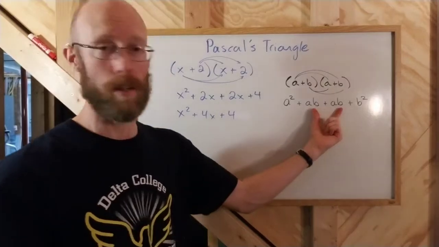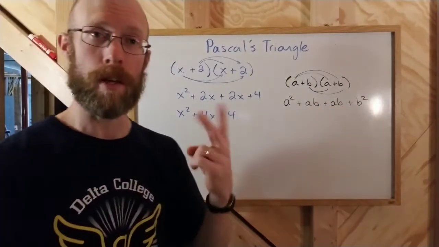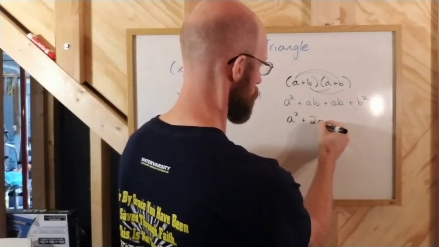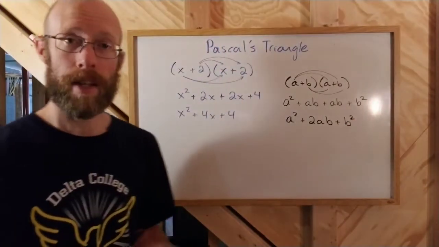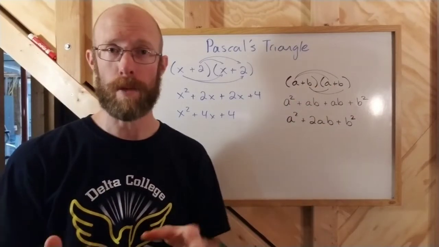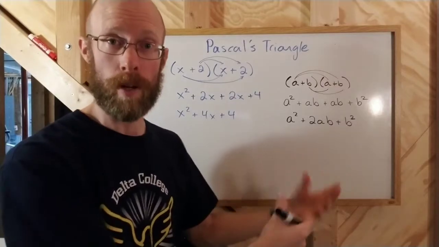Notice the two in the middle are like terms. They both have an ab. And so it's 1ab plus 1ab makes 2ab. All right, so that's a squared plus 2ab plus b squared. Okay? Now that's cool for a binomial times a binomial, right? a plus b times a plus b. Let's say I wanted to throw a third one in there, right?